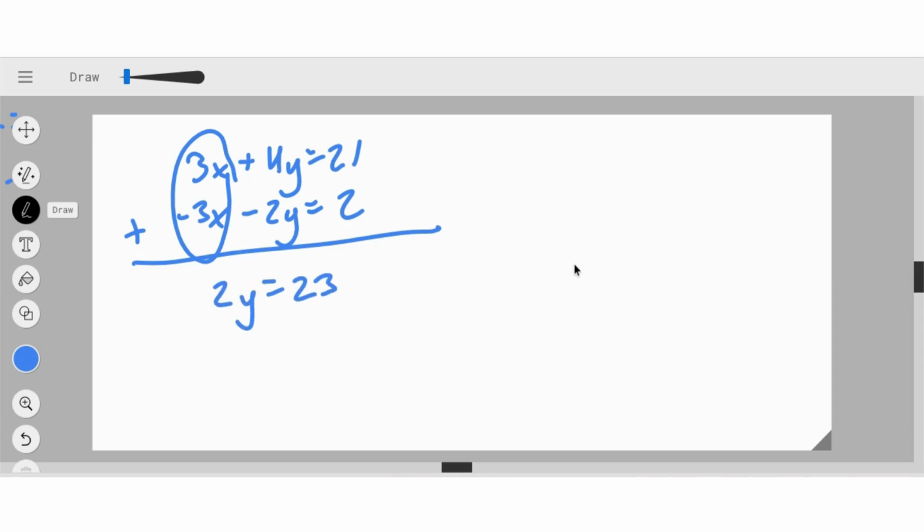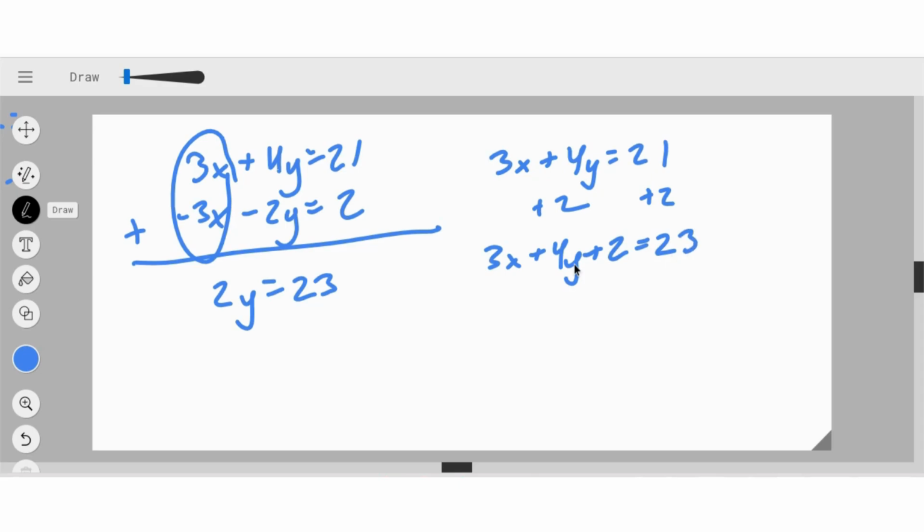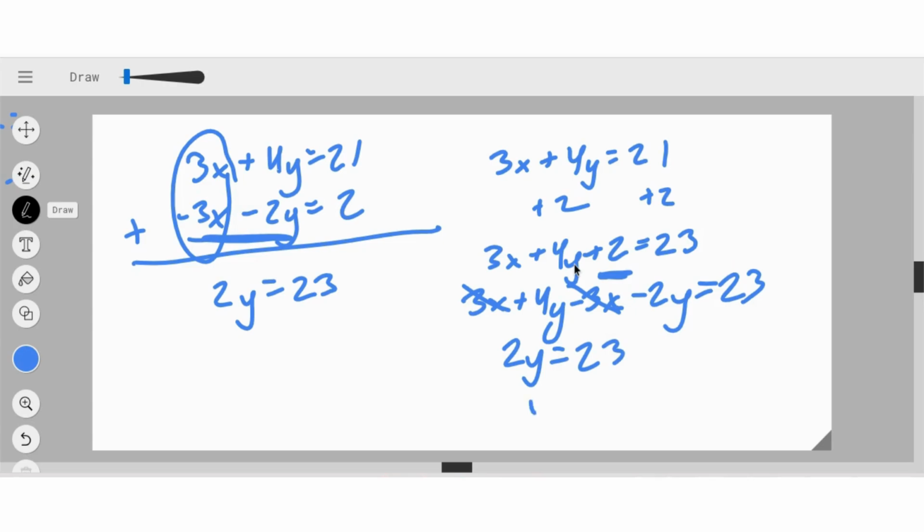Now, why can we do that? Well, think about it this way. 3x plus 4y equals 21. In this equation, we're going to add 2 to both sides to get 3x plus 4y plus 2 equals 23. Now we just take the 2 here and substitute it for the negative 3x minus 2y that we find here in one of our original equations to get 3x plus 4y minus 3x minus 2y equals 23. Our 3x and negative 3x cancel, and then we simplify 4y minus 2y to get 2y, which is equal to 23. And then y equals 23 over 2, sorry.